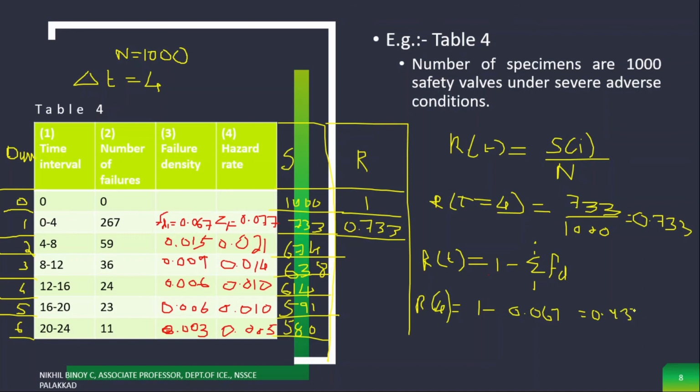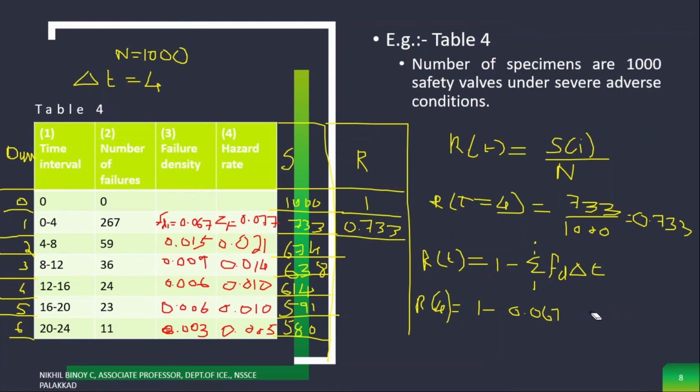0.933. You can see that this value and this value are entirely different, which means this calculation is wrong. Why is it wrong? Because delta t is not equal to 1. If delta t is not equal to 1, then here we need one more thing, delta t. We need delta t also. So don't forget that, otherwise you will have a wrong value.